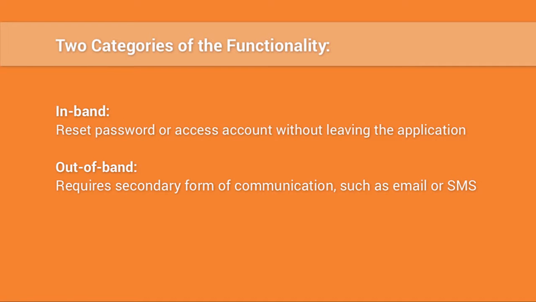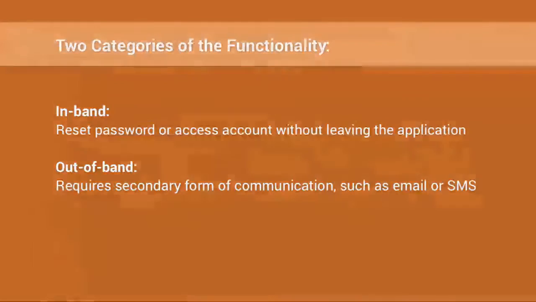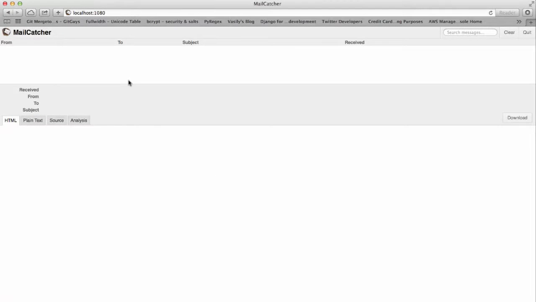Forgot password functionality usually falls into one of two categories. In-band occurs when you are able to reset your password or access your account without ever leaving the application. Out-of-band requires some secondary form of communication in order to complete this process, such as an email or SMS. The first thing we would like to demonstrate testing for is forgot password tokens sent via email.